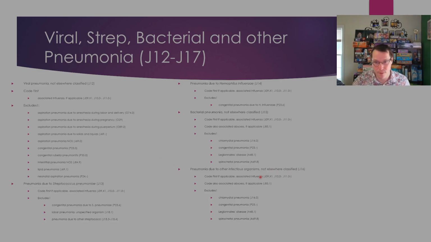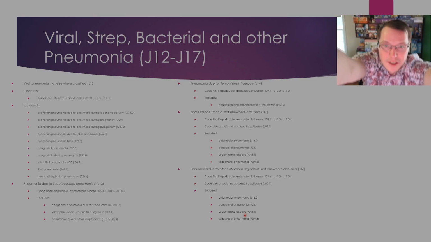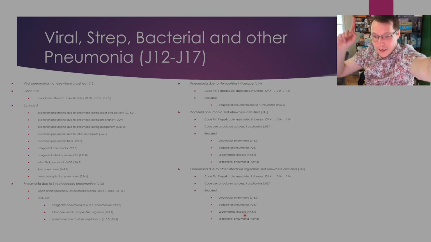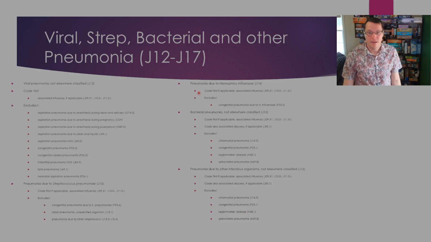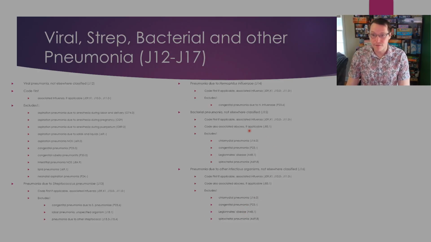So you can see every single one of them has a code first note, where you obviously have to code the specific condition that is causing said pneumonia. Make certain to list it on the chart first, obviously, and then the pneumonia code secondary. And yeah, just make certain you're following these guidelines here and you're not combining any of them together, and you're using the most specific pneumonia code.